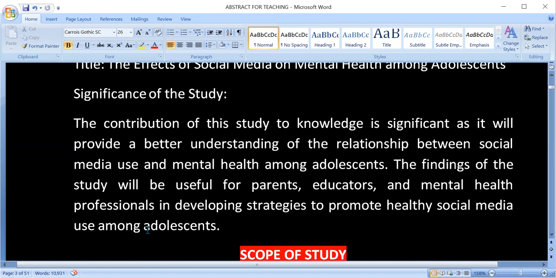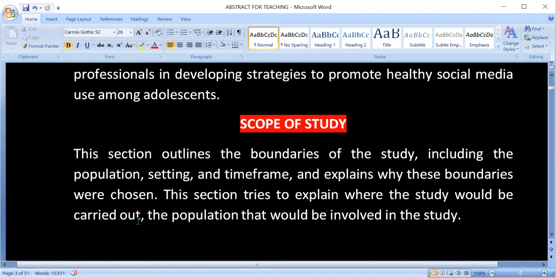So that is how it's been done. The next is scope of study. This section, that is scope of study, outlines the boundaries of the study, including the population, the setting, and time frame. It explains why these boundaries were chosen.